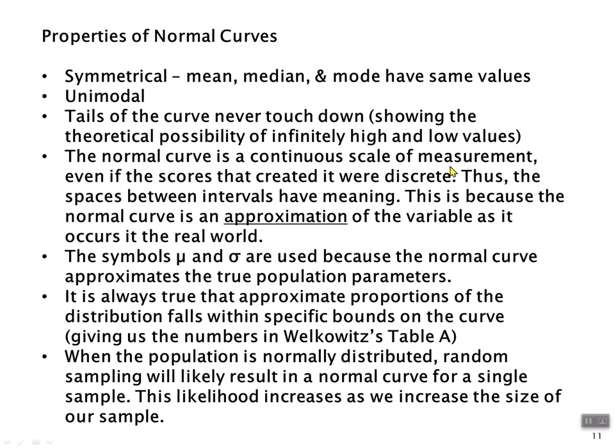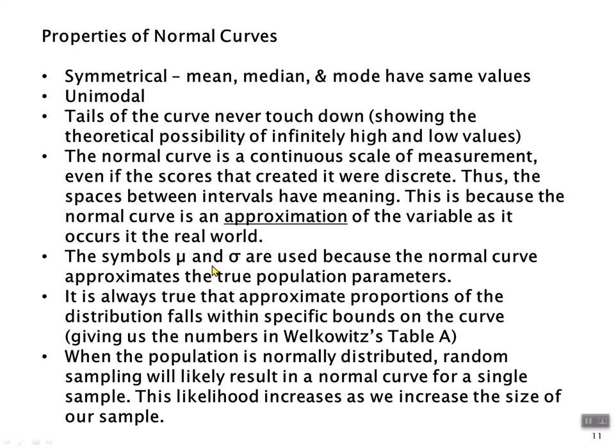The normal curve is a continuous scale of measurement, and even if the scores that created it were discrete numbers, like IQ test scores being 100, 101, 105, etc., the spaces in between will have meaning. This is because the normal curve is an approximation of the variables as they occur in the real world. So the distances in between the observation markings on the scale that was used to create it actually have real value.